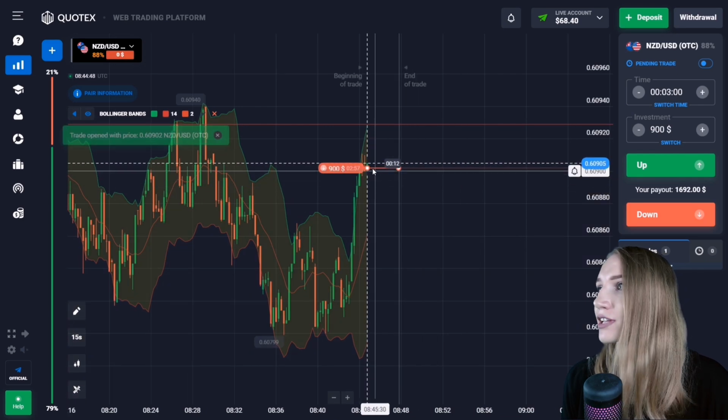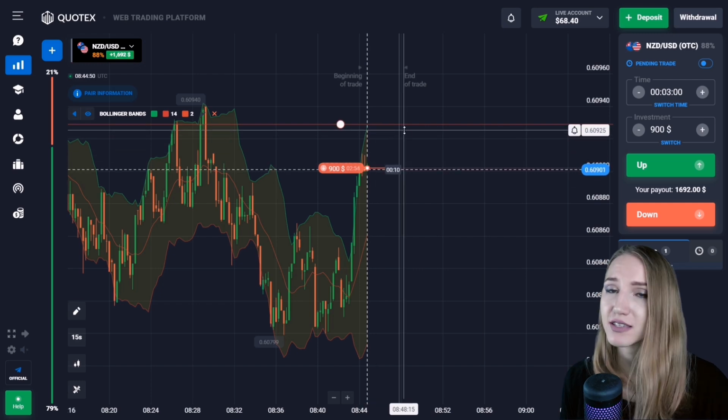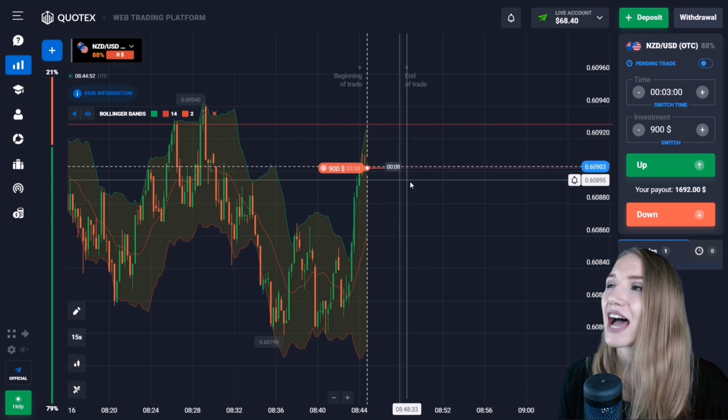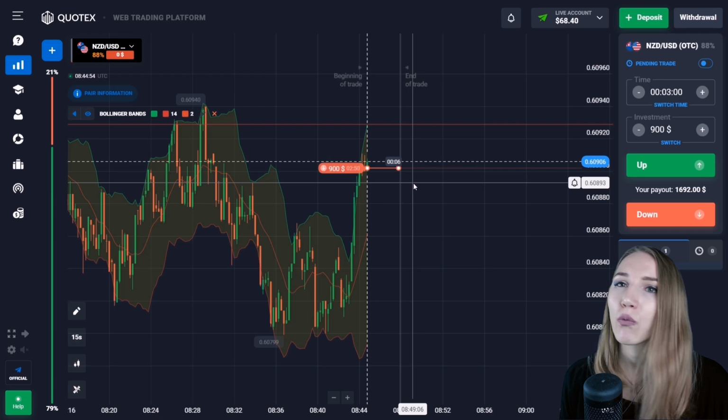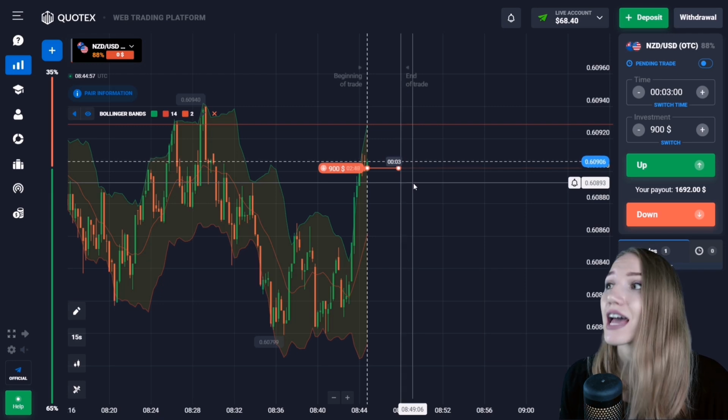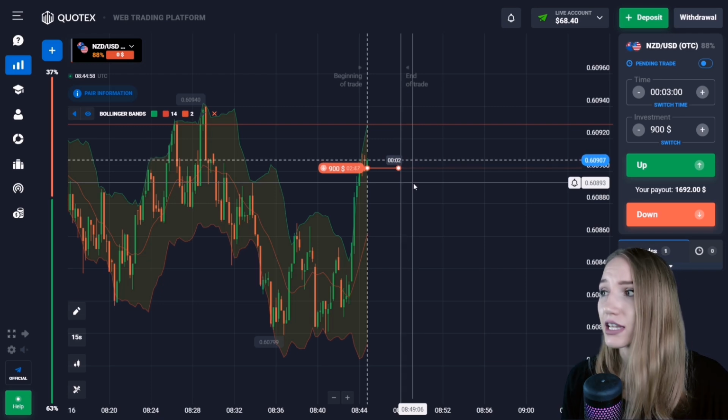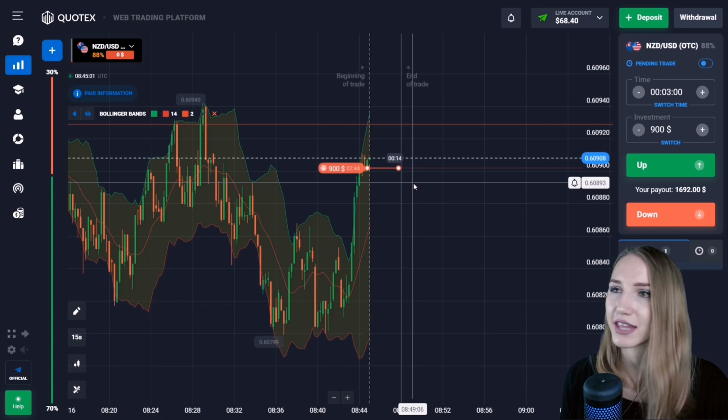That's why I will open a trade down for 3 minutes with the reserve, because I think that in the near future one of the situations will take place and the price will then move down, and I think that 3 minutes will be enough for that.